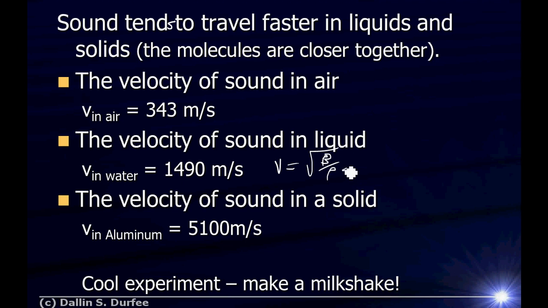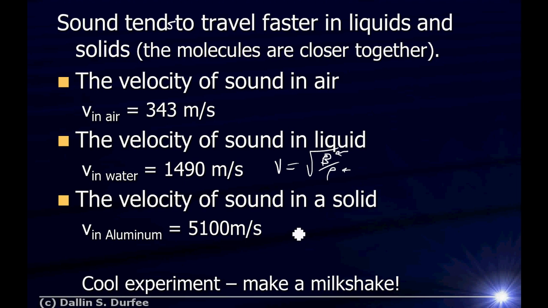Right? The density of water is a lot higher than air. The molecules are packed a lot closer together than air molecules are in air. All right? But in air, it's really easy to squish these molecules together. But in water, the molecules are already touching, and it takes a lot of pressure to squish them together. So although the density is much higher for water, the bulk modulus is much, much higher. And as a result, the velocity of sound in water is much higher than the velocity of sound in air.